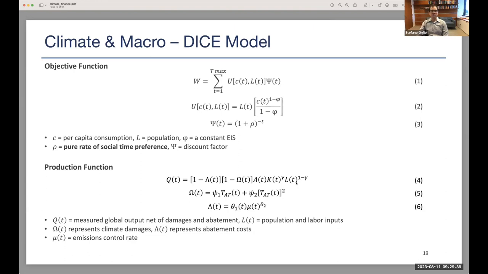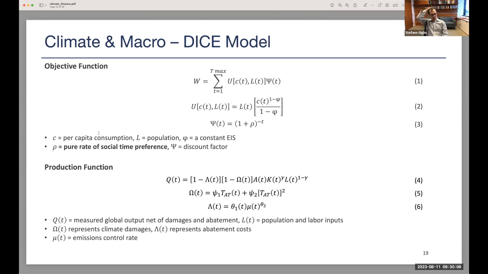The objective function is based on the utility of an infinitely lived or finitely lived consumer. The consumption is a consumption bundle C, and L is just population growth here. You can see there's a standard CRRA utility. You should think of this phi as the EIS, because there's no risk in this model. Then you have a standard time discount factor, which is rho. That's the only discount factor you have here.